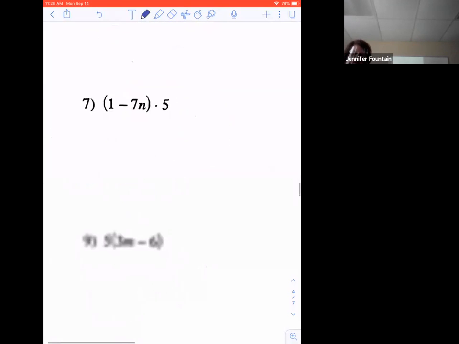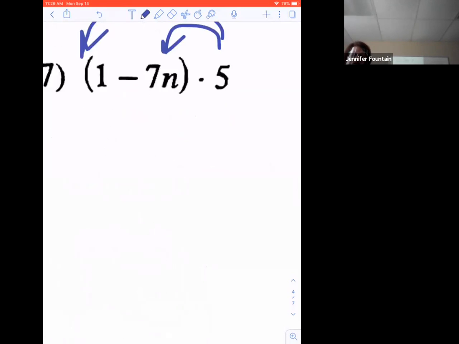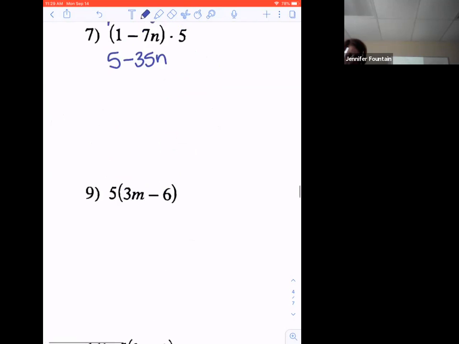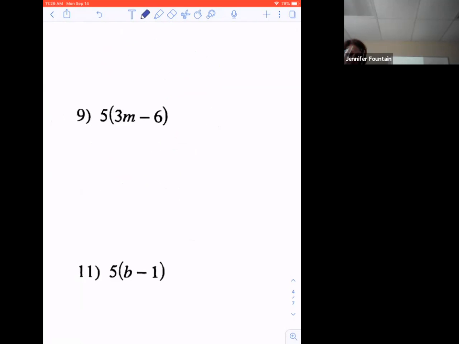Number 7. I'm going to distribute backwards. And so 5 times 1 is 5. -7n times 5 becomes -35n. Number 9. 5 times 3m, 15m, and 5 times -6, -30, so it will be -30.